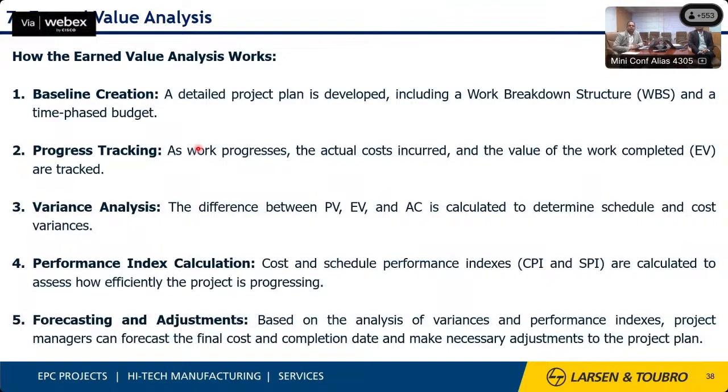In the earned value analysis, first we have to create the baseline, then we start the progress tracking. Then, based on the variance analysis between the earned value and the planned value, and the earned value and the actual values, it will generate the CPI and the SPI. CPI is the cost performance index and the SPI is the schedule performance index.